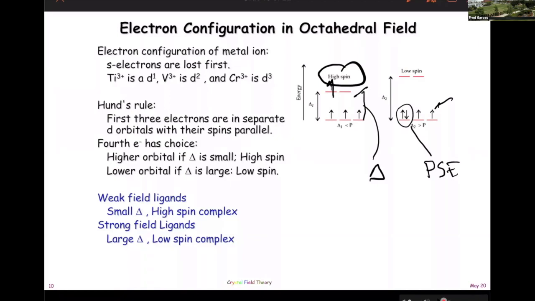And the answer lies when this delta is small. You see how this gap is smaller than this gap right here? Well, when this delta is small, then it will go ahead and pay the delta, the splitting energy, because that's not too much of a price to pay. On the other hand, when this gap is large, it costs too much energy to put the electron all the way up there. So it'd rather pay the spin pair energy, the pairing energy.